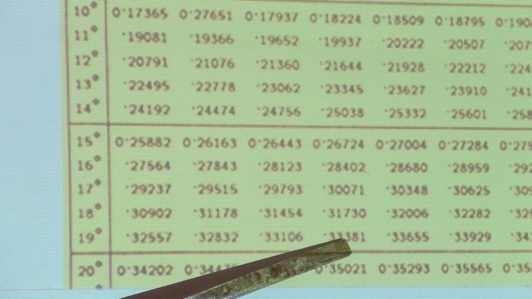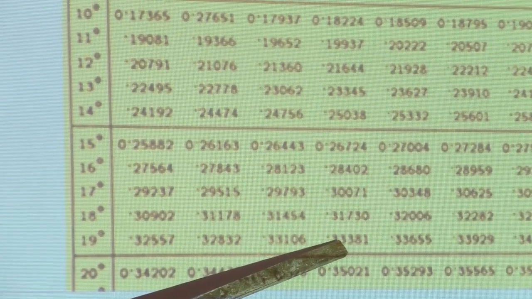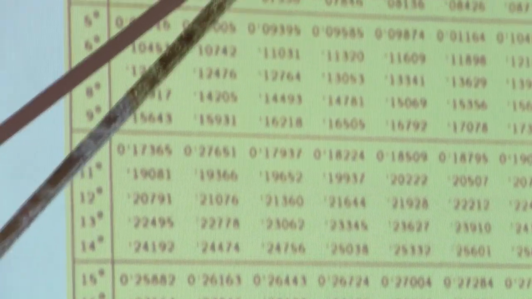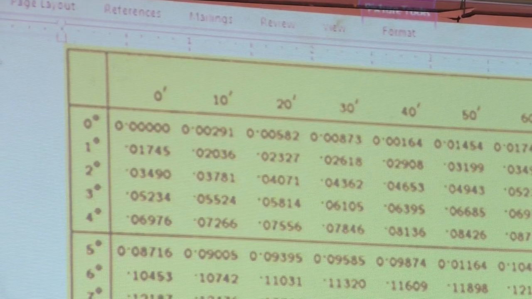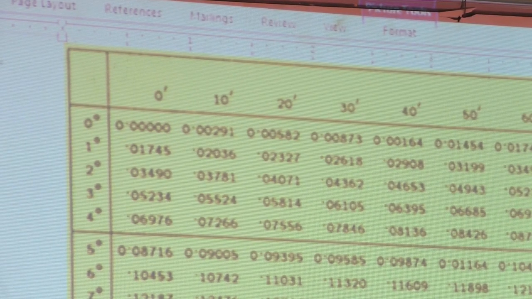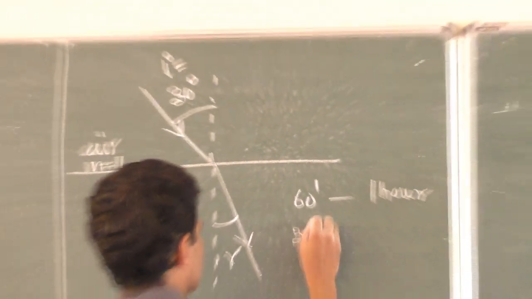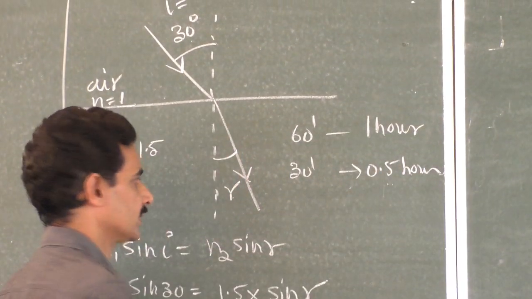You need not go for a very accurate answer in degrees and minutes. This is enough. Where is this number? 0.3333. 19 degree and this is in 30 minutes. What is 19 degrees and 30 minutes? 30 minutes means half degree. See, you have to write it like this. It is like you observe a clock. 60 minutes, 1 hour, correct? 30 minutes, half an hour, 0.5 hour.